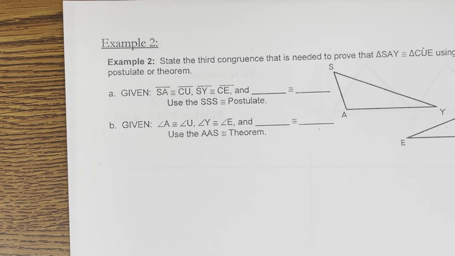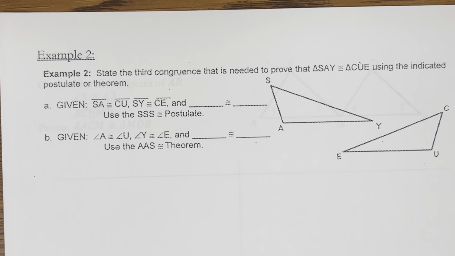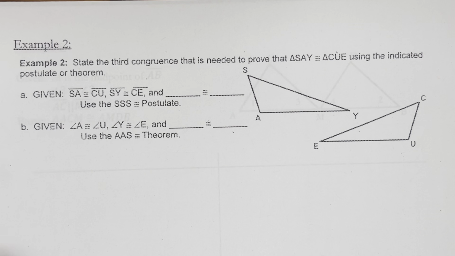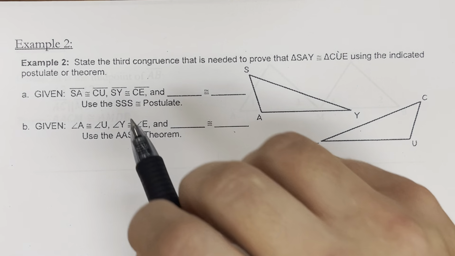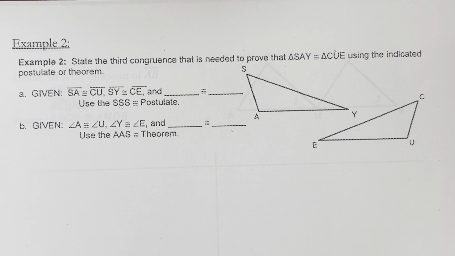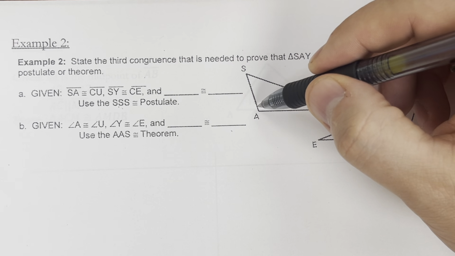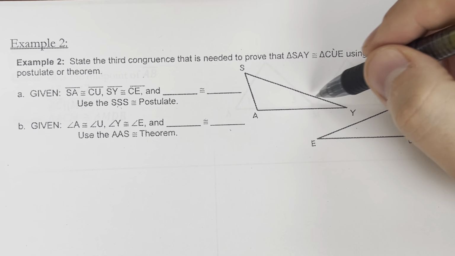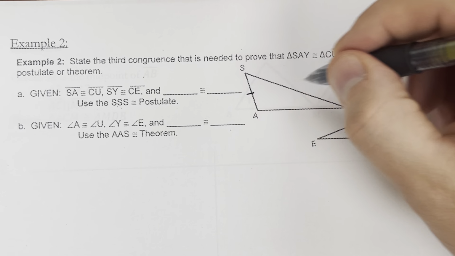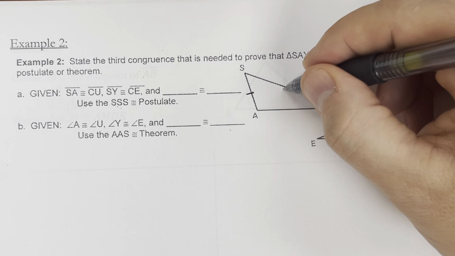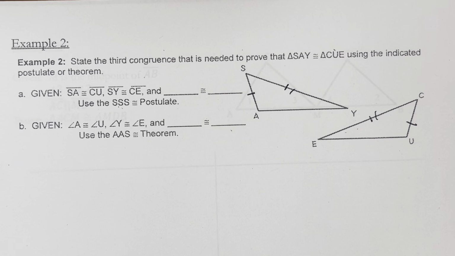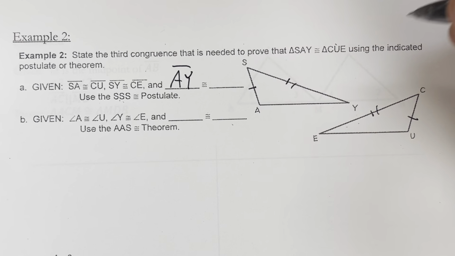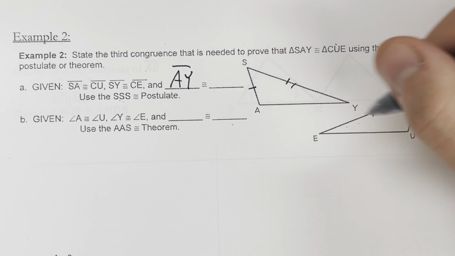All right, next example says, state the third congruence that is needed to prove that triangle SAY is congruent to triangle CUE using the indicated positive theorem. So this one wants us to use side, side, side. All right, so we know that SA is congruent to CU, so that's one congruent side. We know that SY is congruent to CE, so I'm going to mark that. SA, CU, SY, CE. So for us to use side, side, side, AY would have to be congruent to UE.